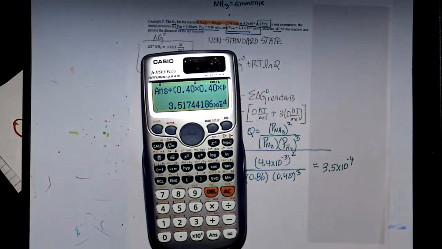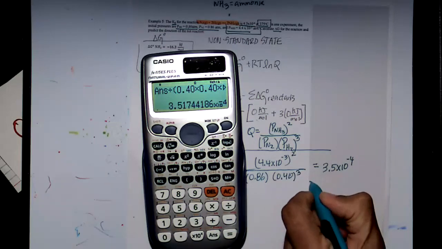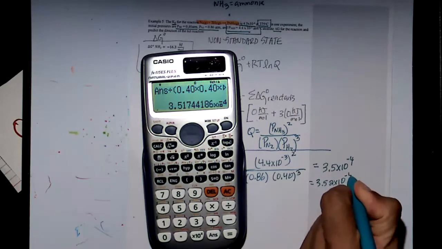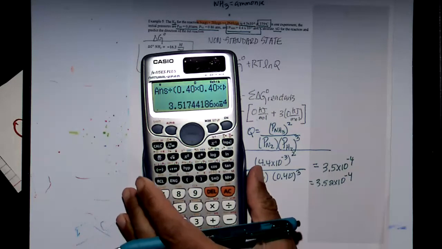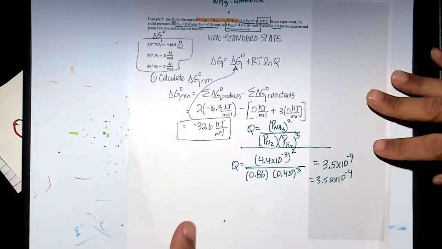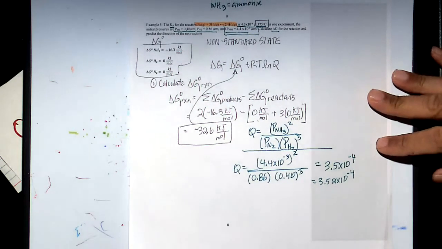Anyways, 3.51 times 10 to the minus 4. Maybe I'll just go a little extra digit here. 3.52 times 10 to the minus 4. Okay. All right. So that's Q. Remember, we compare Q to K. Obviously, it's not equal to K. What is K, by the way?